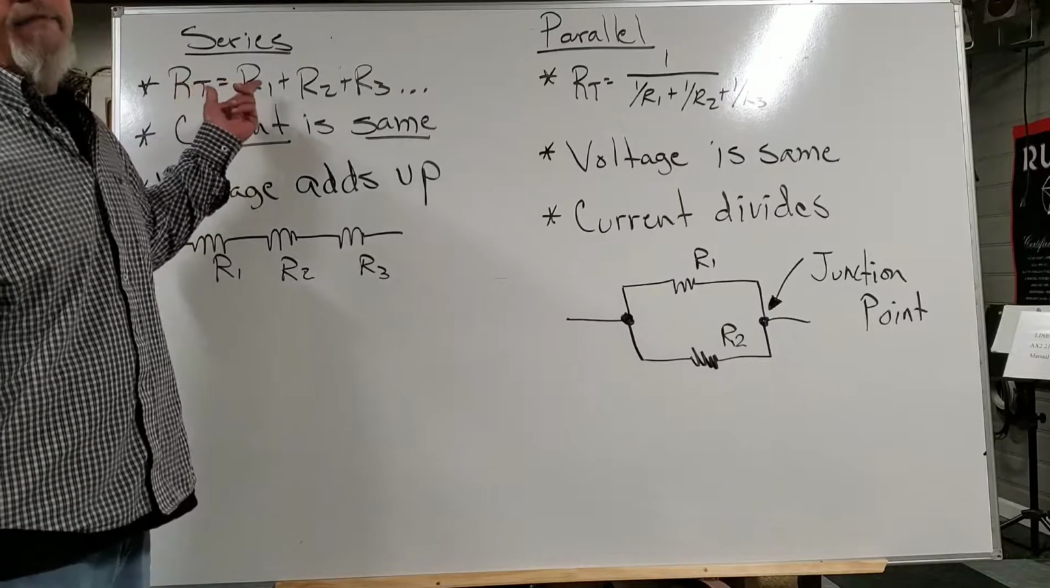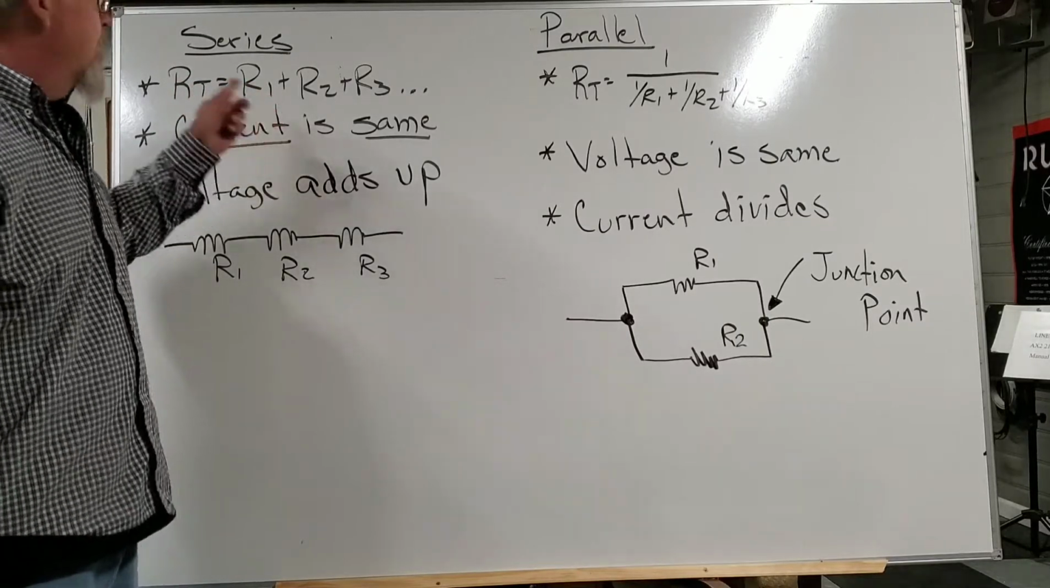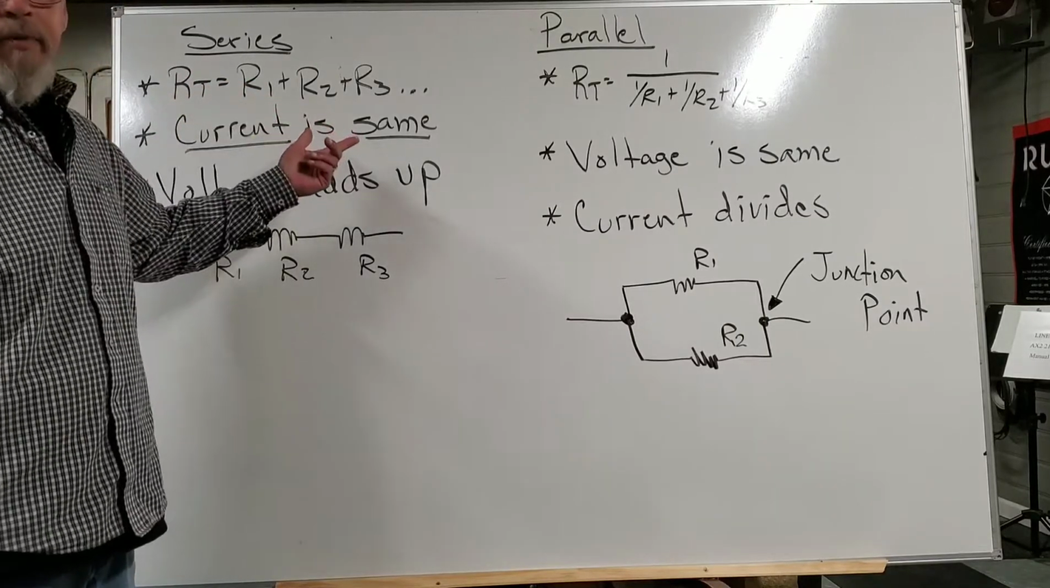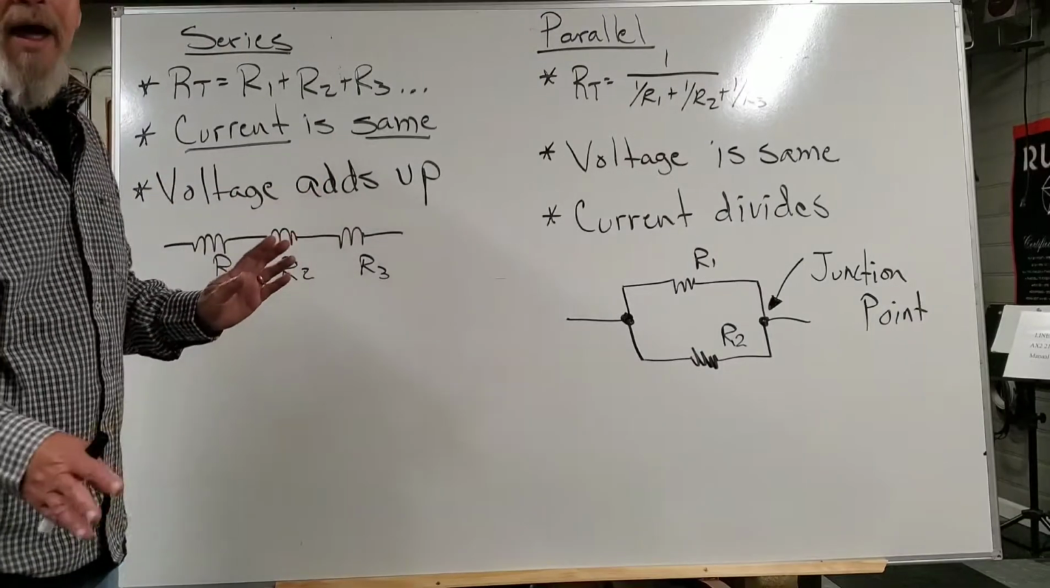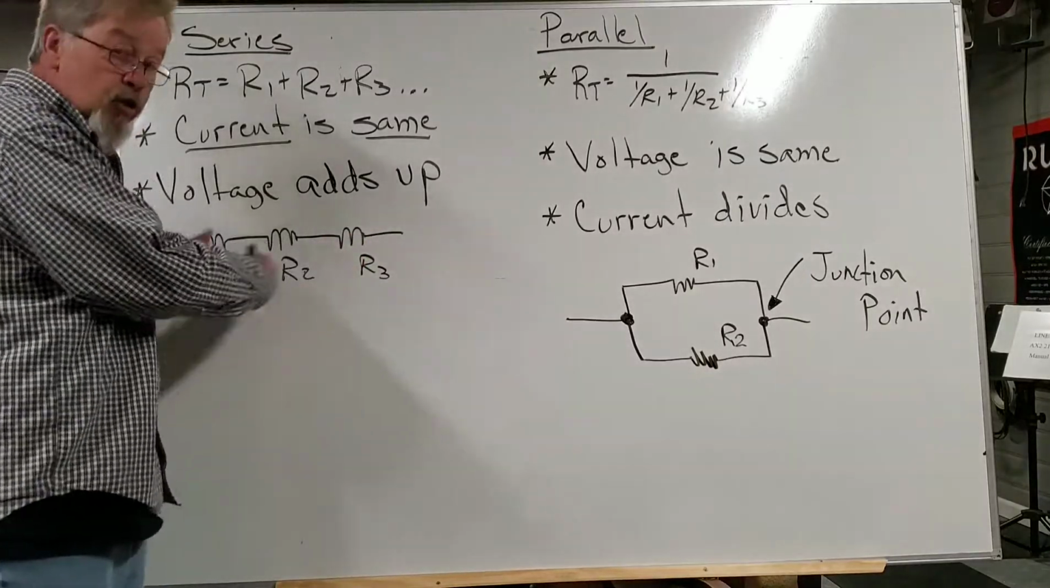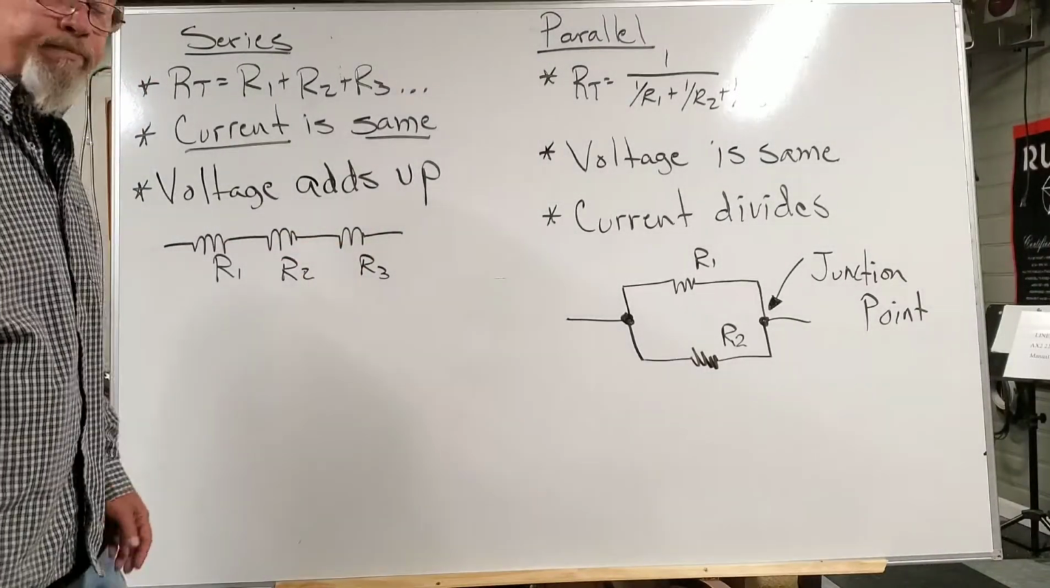And then how to find resistance in this particular type. Series, you just add them up. It's this value and then this value, it's all in the same path, and this value, so you just add the resistors up.